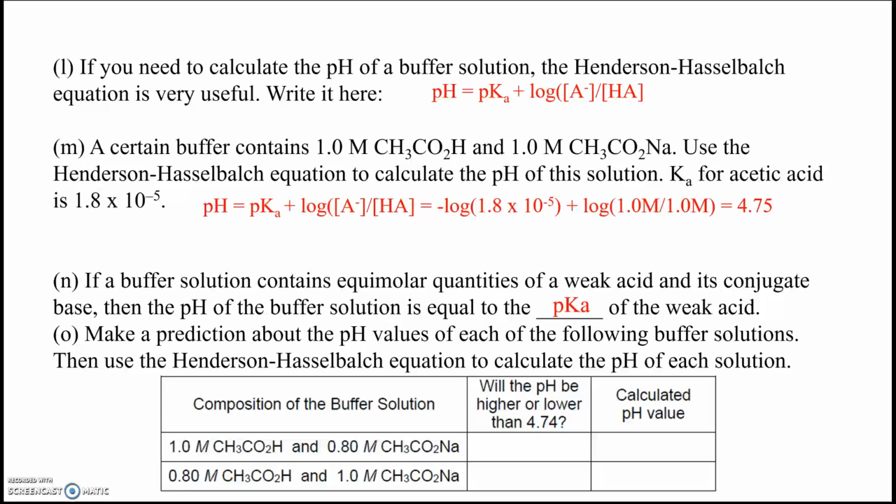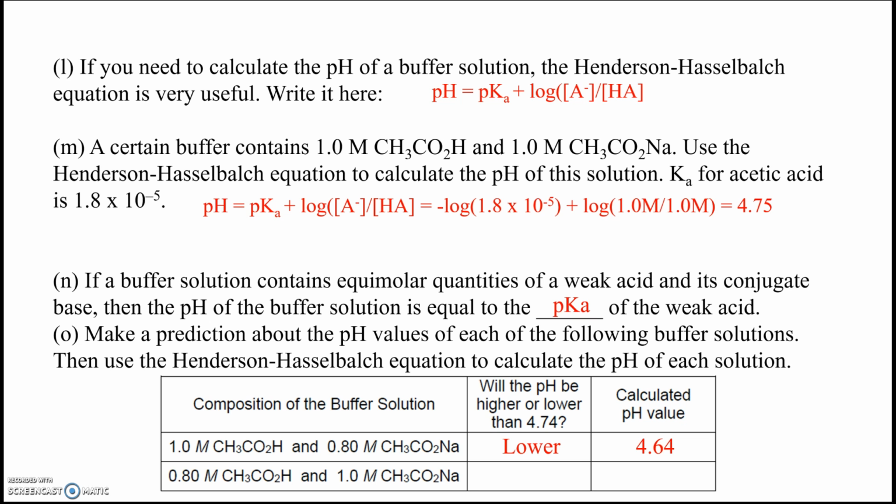All right, item O says to make a prediction about the pH values of each of the following buffer solutions, and then use the Henderson-Hasselbalch equation to calculate the pH. So we take a look at this first one. We have 1 molar acid and 0.8 molar sodium acetate. So when we look at the Henderson-Hasselbalch equation, we can see that our numerator is slightly smaller than our denominator. So that means that we would expect the pH to be lower. And in fact, when we calculate the pH with the Henderson-Hasselbalch, we get 4.64.